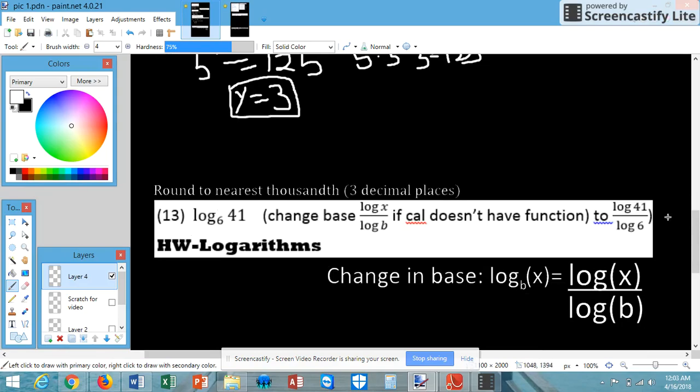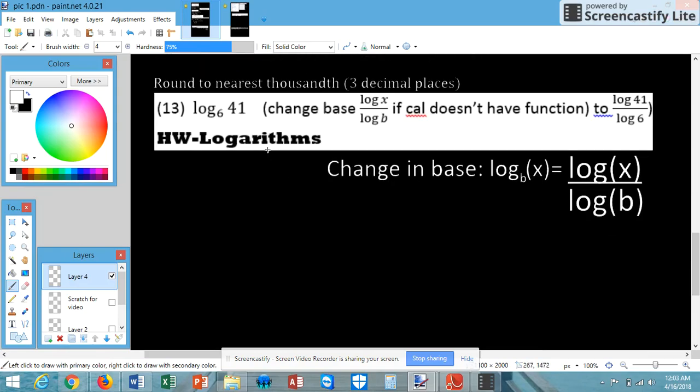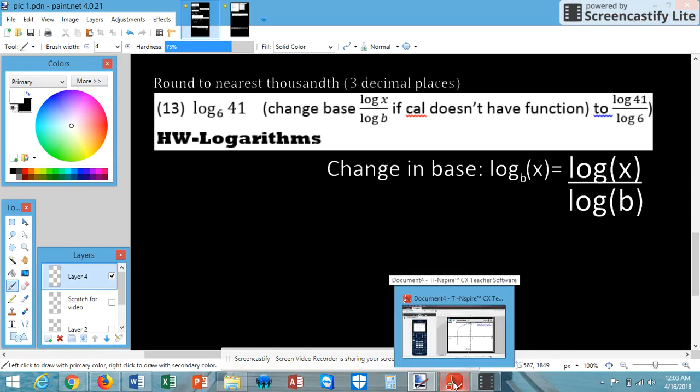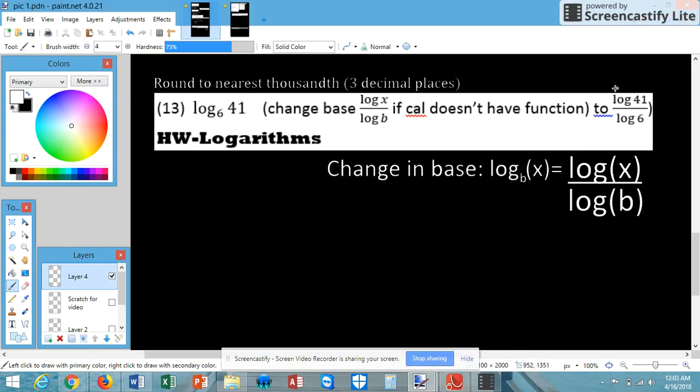So for number 13, we're going to go ahead and put this one in the calculator. We're going to round to the nearest thousandth. That's 3 decimal places. So on number 13, we have log base 6 of 41. If you're not using a TI Inspire, then you'll probably have to use a change of base formula, log of x over log of b, because most calculators will only have a base of 10 or e. You can't put a specific one in like 6. So if we put that in a calculator with our change of base, we have log 41 over log 6.